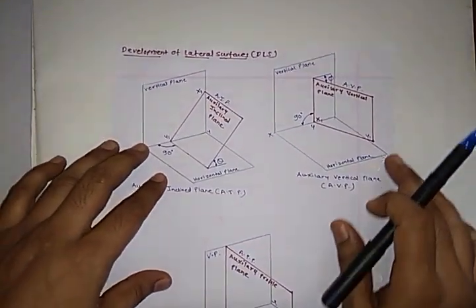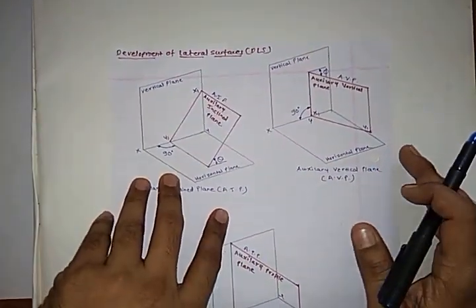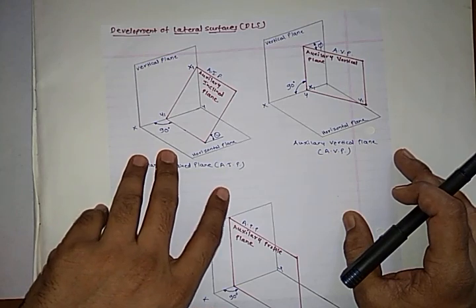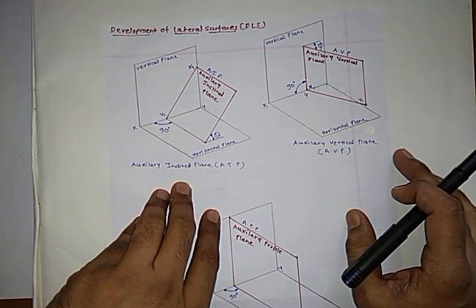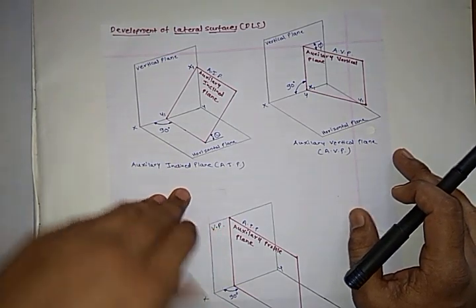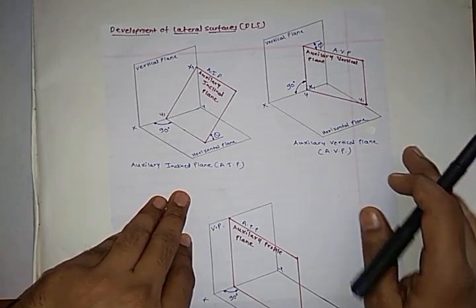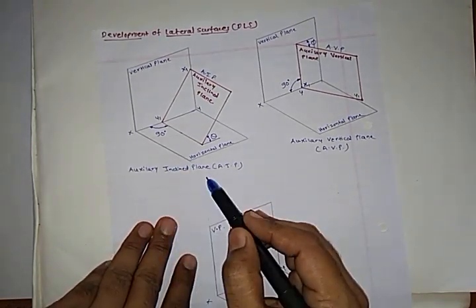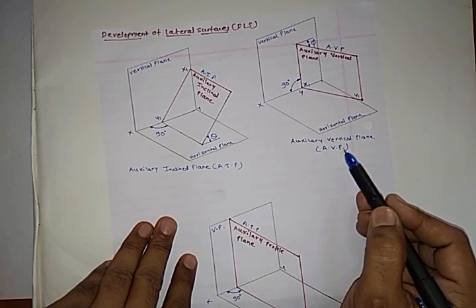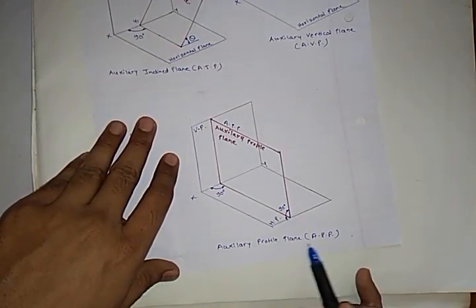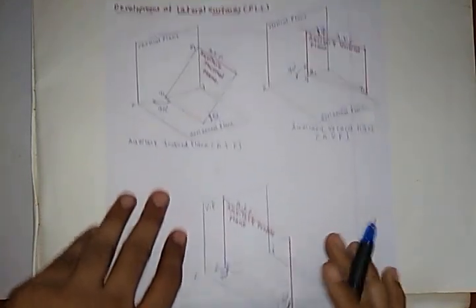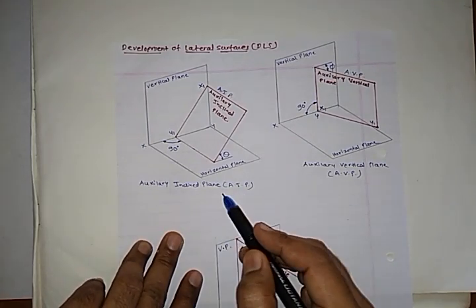Now we will see what the inclined planes are. Okay, in DLS we are going to cut any surface by a cutting plane. So those surfaces are called auxiliary planes. Here you can see auxiliary inclined plane, that is AIP, auxiliary vertical plane AVP, and auxiliary profile plane, that is APP. Okay, so what is an auxiliary inclined plane?